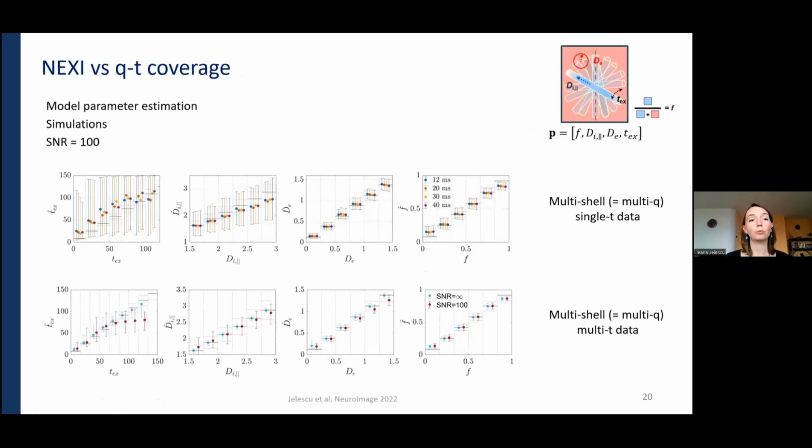And what we've shown, for example, is that in this NEXI model, this is simulations, right? If you simulate multi-shell data, so this is what people would typically have, so multi-shell single diffusion time data, there is no way you can estimate the exchange time because it's a dynamic process and you're looking at a single snapshot in time. Whereas if you acquire multi-B values, so multi-Q and multi-diffusion time data, then you're actually able to try to retrieve a reliable estimate of this exchange time. And this is very important.